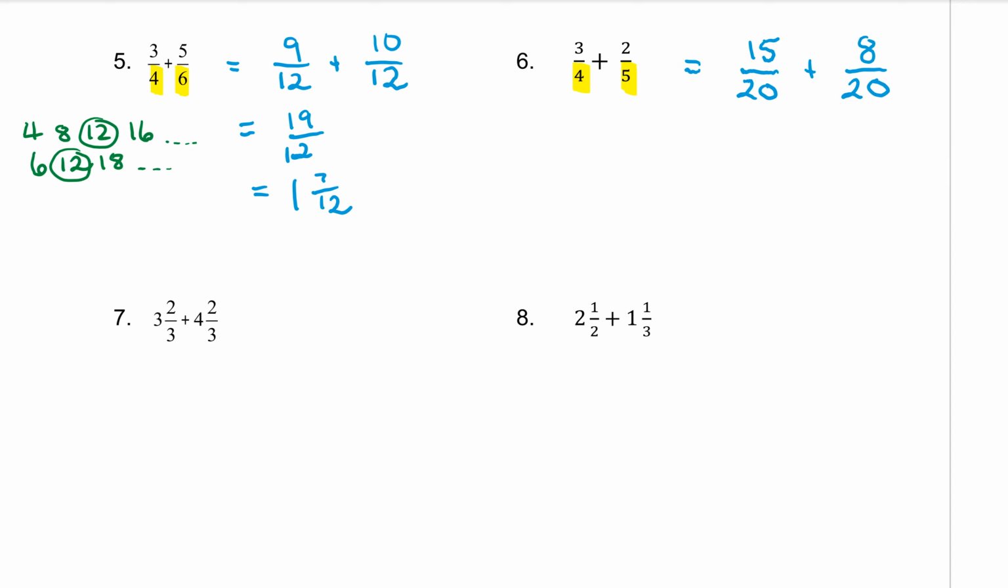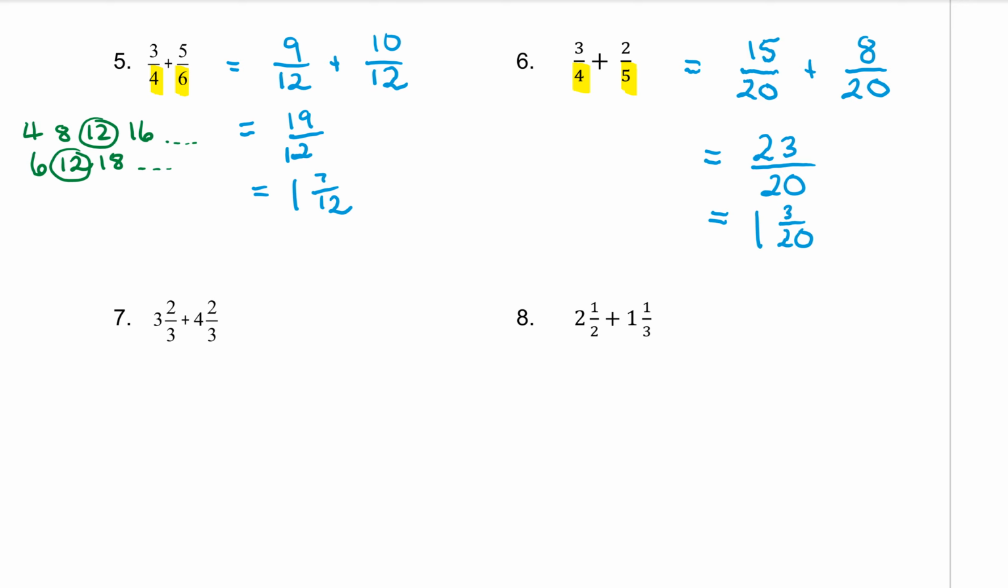Now that the denominators are the same, I can add the numerators. 15 plus 8 is 23 over the denominator, which is 20. Okay, again, that is an improper fraction, so I can convert that into a mixed numeral. 23 divided by 20 goes once, with a remainder of 3 over 20.